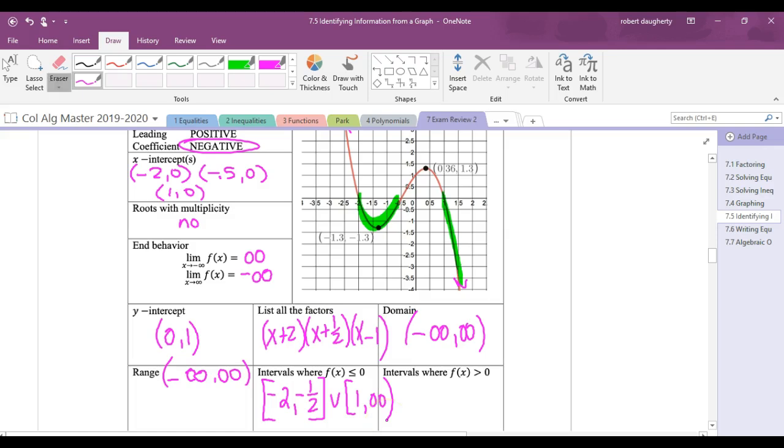Intervals where this graph is strictly greater than 0. So that interval is going to be right here. And right here, I see two separate intervals. Negative infinity to negative 2 with the parentheses. And the next interval is negative 1/2 to 1.